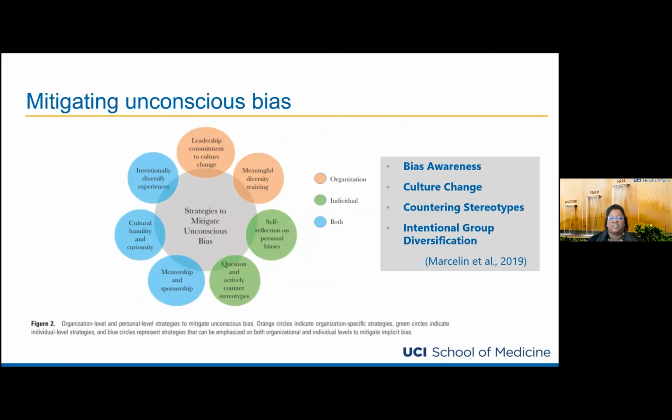Next slide, please. And this highlights a wonderful resource through Marcelin et al. 2019 that talks about the impact that can happen when we talk about mitigating unconscious bias, not only at an individual and organizational level, but the importance of having both. So we individually have to do our part, but we also holistically have to work together as part of an organization to identify what needs to be done to get where we need to go. Next slide, please.